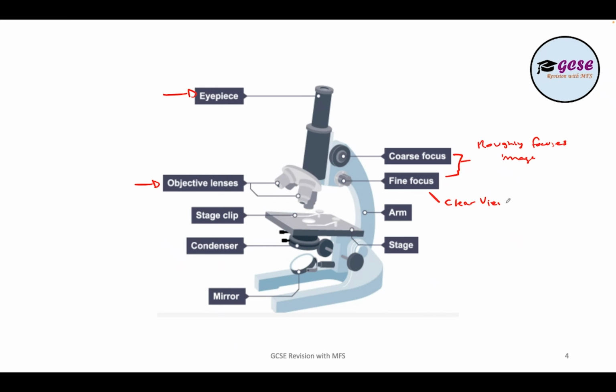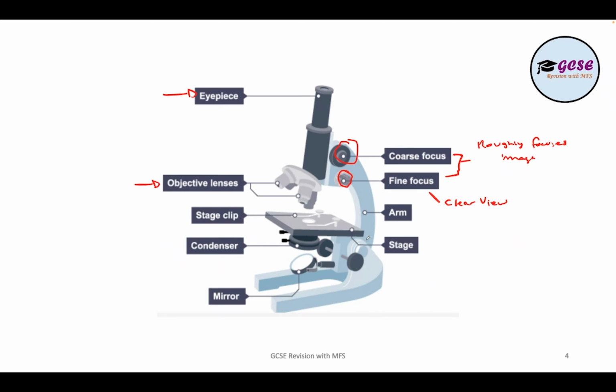So the purpose of the coarse focusing knob is to get an image which is roughly in focus. And the fine focusing knob refines that focused image. That's the difference. The fine focusing knob is normally the smaller dial on the arm of the microscope, and the coarse focusing knob is normally the bigger dial on the arm of the microscope.